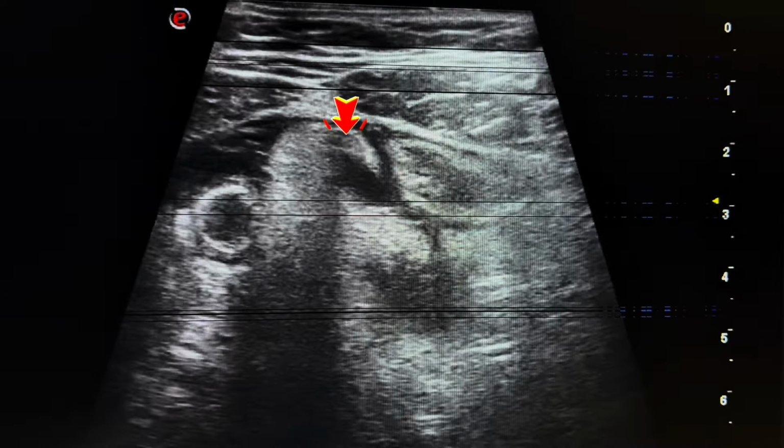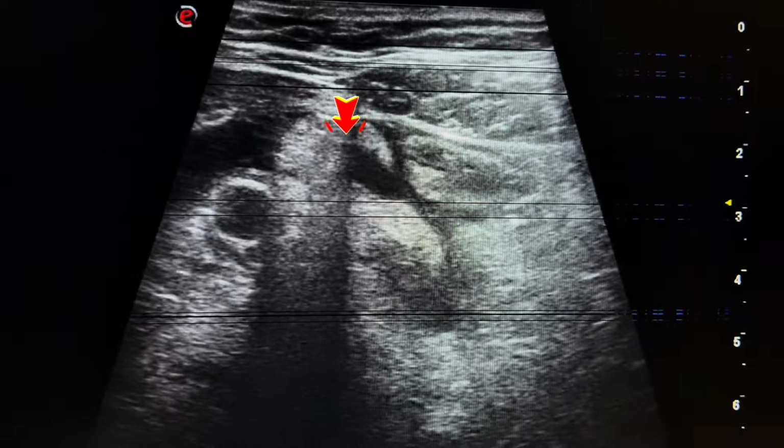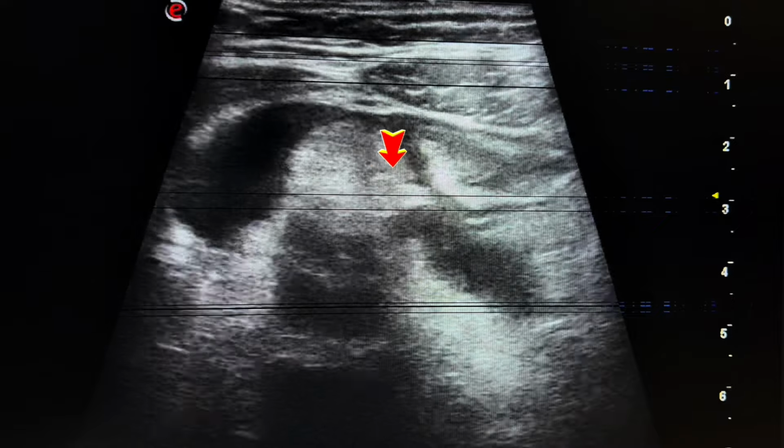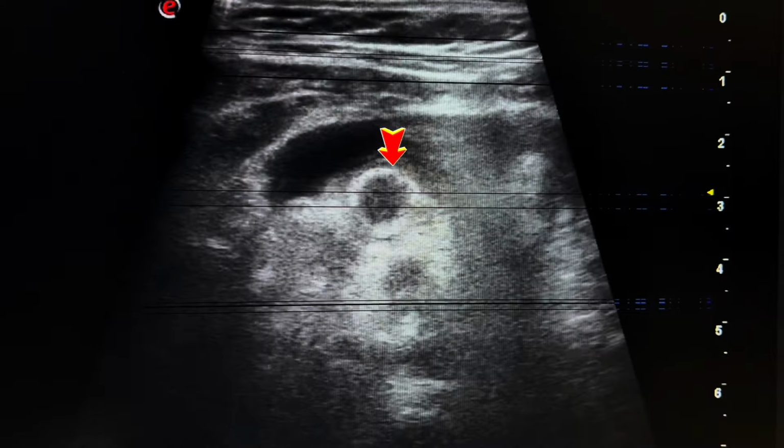Here we see the cecum. The walls of the cecum are inflamed and the submucosal layer, which is echogenic, is also prominent and thickened.